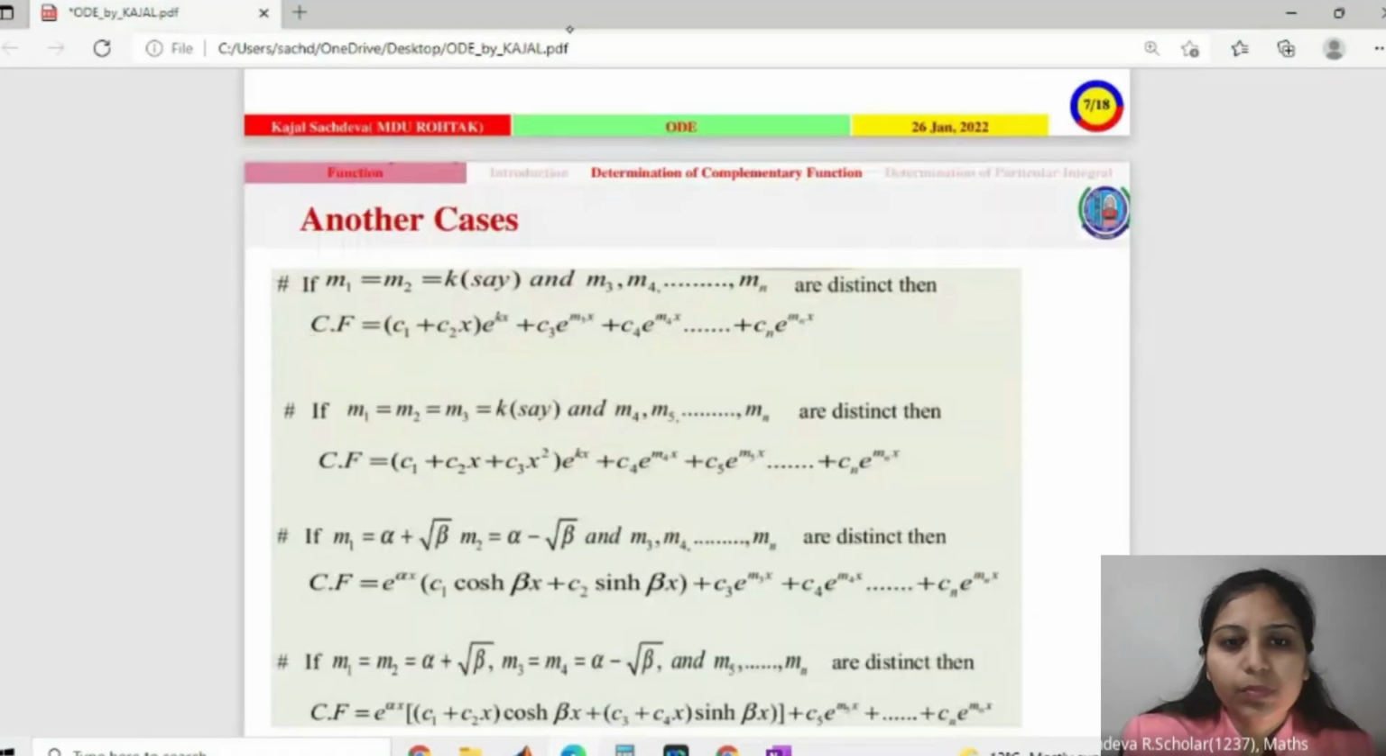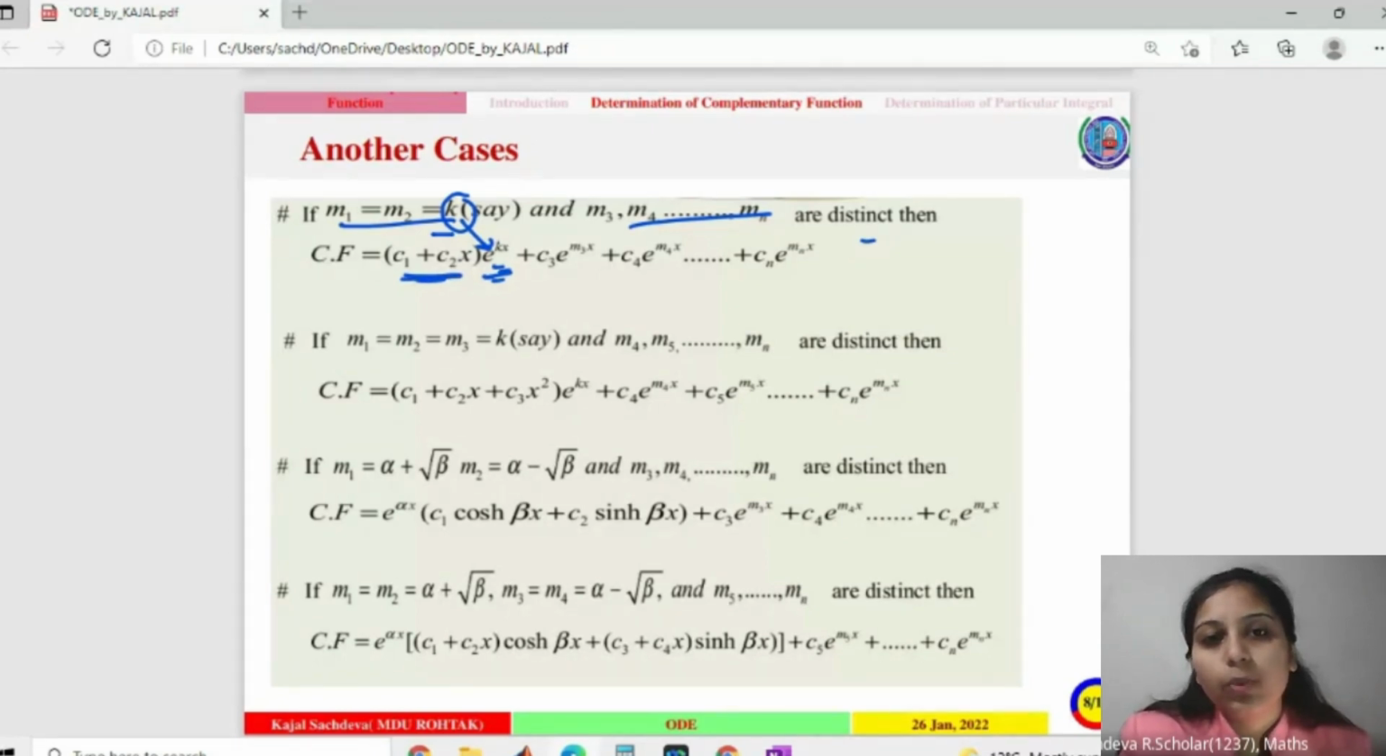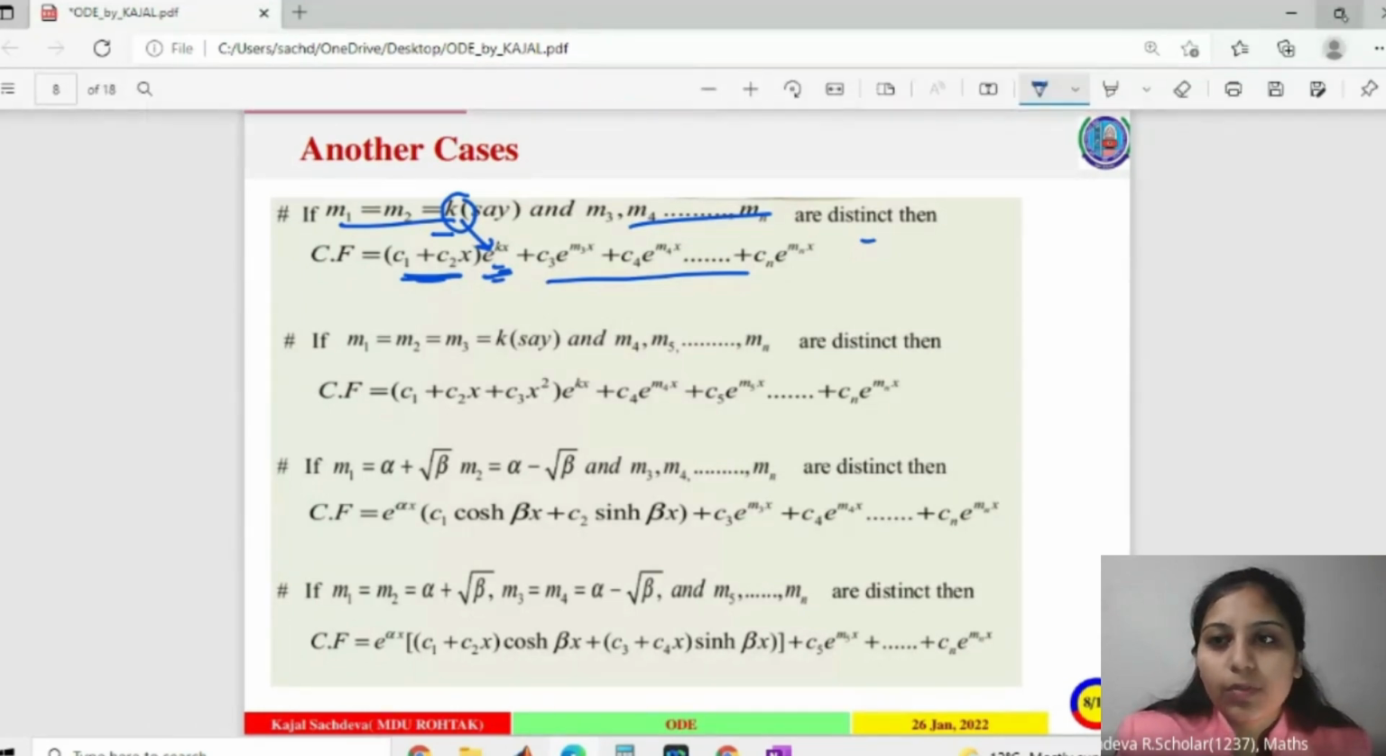Now moving further, if we get another case, where m1 is equal to m2 is equal to k, that is, two of the roots are equal and the others are distinct. So equal roots can be written as, say this root is k, e raised to power kx into (c1 plus c2x). This is the same e raised to power kx, just we are making it two constants here. So (c1 plus c2 into x), the common e raised to power kx, plus the others can be written in a similar manner as in the previous example. So let's take a case of this type of equation.